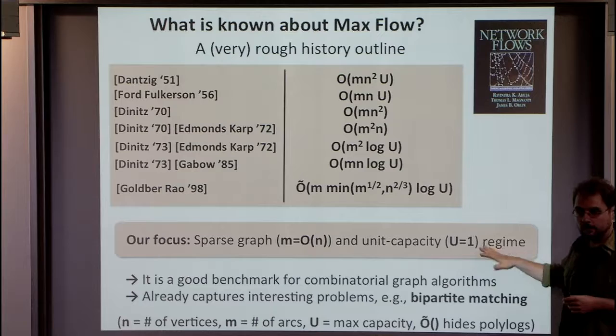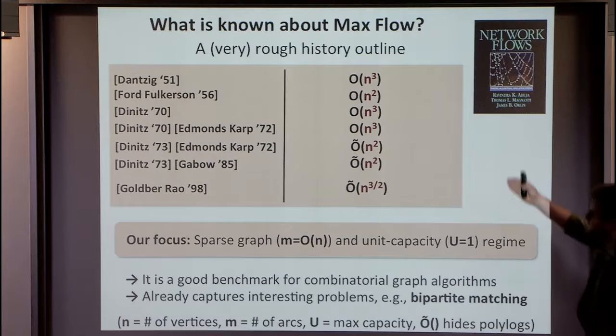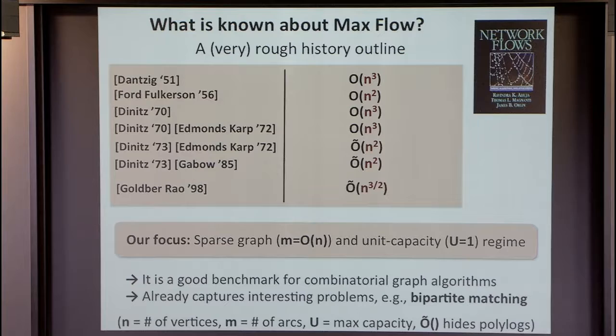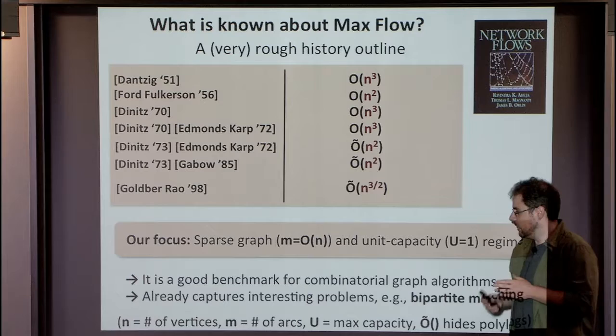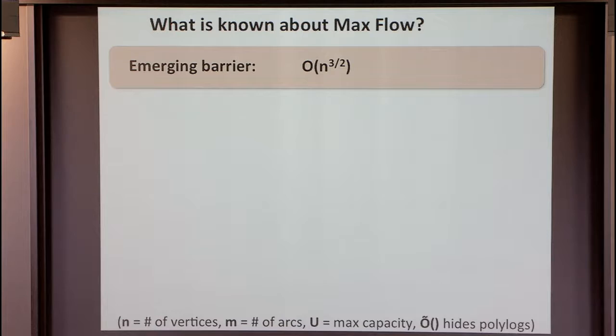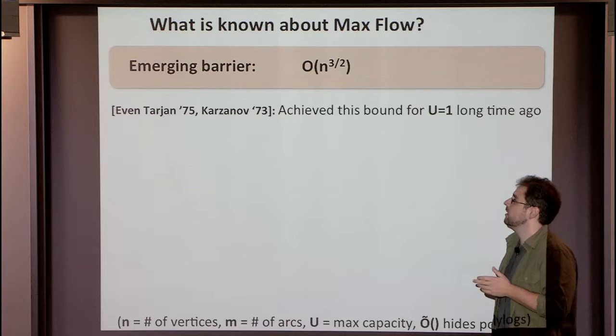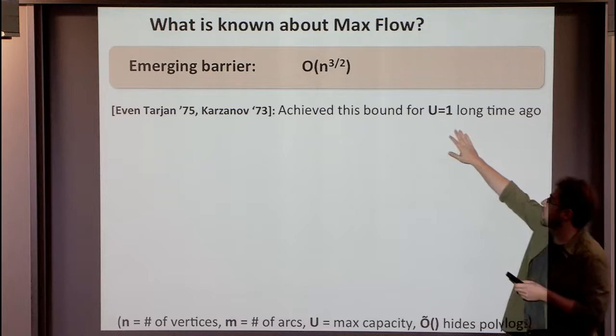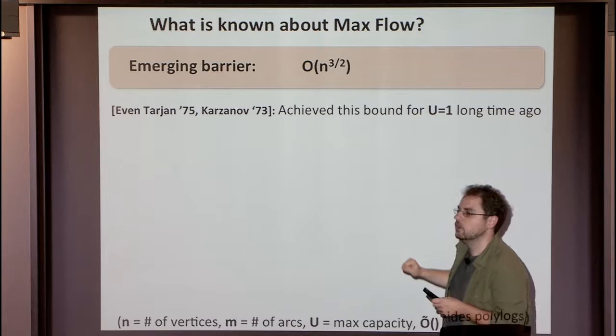So this is the regime we'll work with, and once we apply this kind of filter to the previous result, we will see that essentially the work of Goldberg and Rao provides an algorithm that runs in time n to the 3/2. Essentially, this is the best that we know, and you can view it as a sort of barrier. This barrier is even more striking because the bound of n to the 3/2 for the case of sparse unit capacity graphs was already achieved, I guess at this point it would be 40 years ago, by the work of Even and Tarjan and Karzanov.